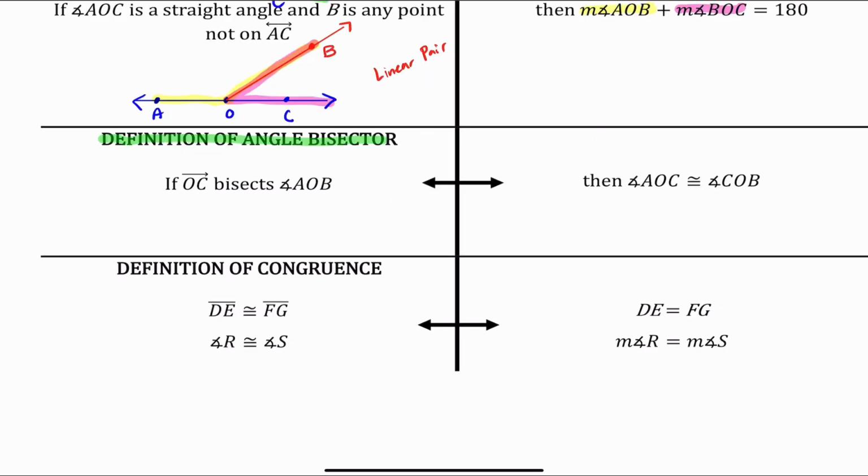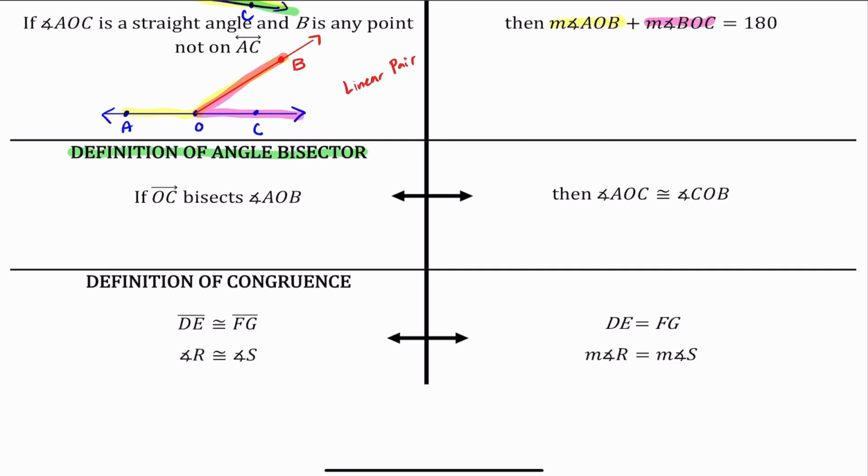The definition of angle bisector. If ray OC bisects angle AOB, then angle AOC is congruent to angle COB. Again, with a definition, it goes both ways. I can also say if angle AOC is congruent to angle COB, then ray OC bisects angle AOB. So I'm going to show you the first direction of this conditional. If ray OC bisects angle AOB, then angle AOC is congruent to angle COB.